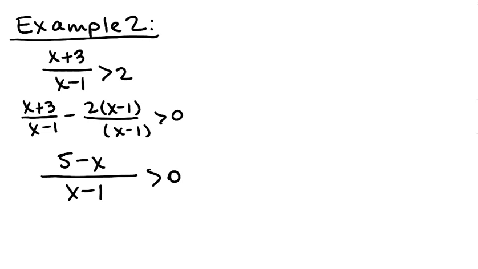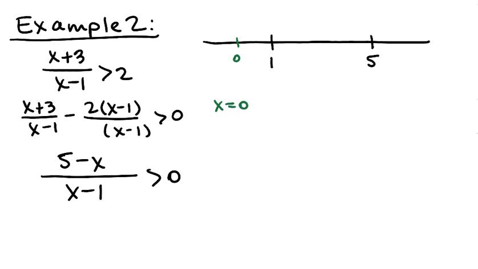Okay, so the first order of business is we're going to make a number line. And we label the zeros of the numerator, that's going to be x equals 5, and the zeros of the denominator, that's x equals 1. And we're going to test some values. Okay. So I'm going to test x equals 0. That's going to be an easy one. So x equals 0. We've got 5 minus 0 is 5, which is a positive number, divided by 0 minus 1, which is a negative number. Positive divided by negative is negative. Okay, so I'll say it's negative out here.